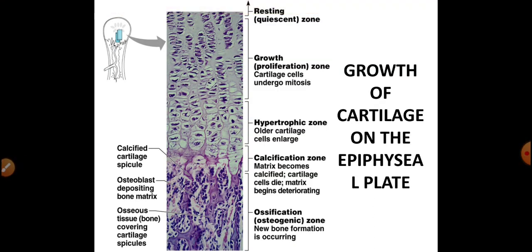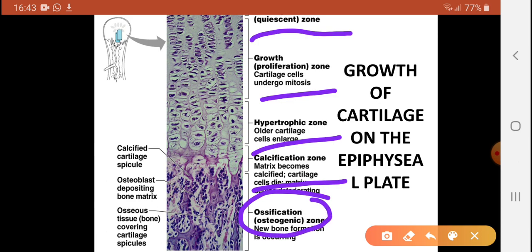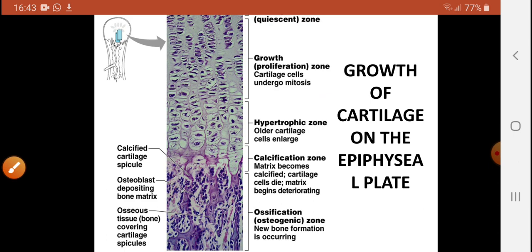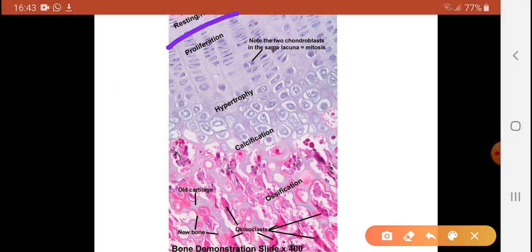The final thing is bone growth. The steps of bone growth we can see within a histological section. We can see the zones of bone growth, and we have 5 zones: the resting zone, the growing or proliferating zone, the hypertrophic zone, the calcified zone, and the last one is the ossification zone. The process that happens in each zone is not required from you. What is required is that you see the zone and know which zone it is.